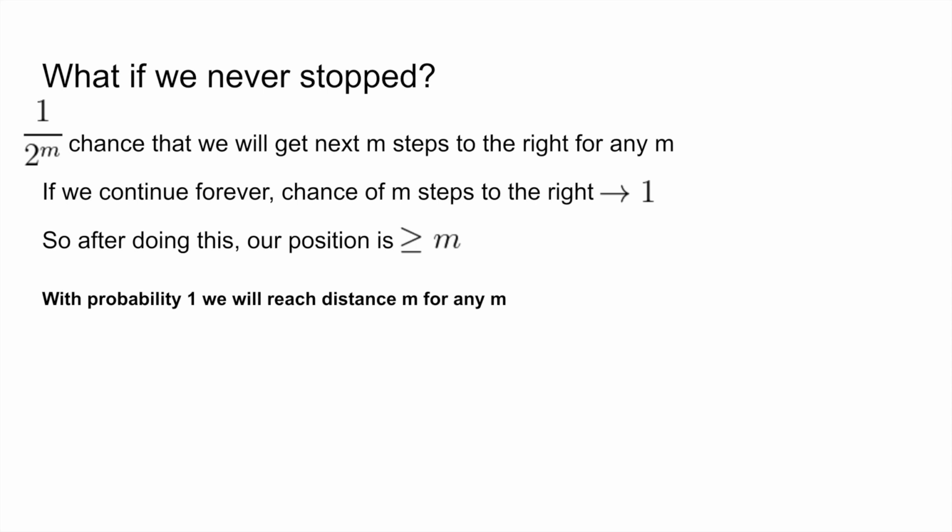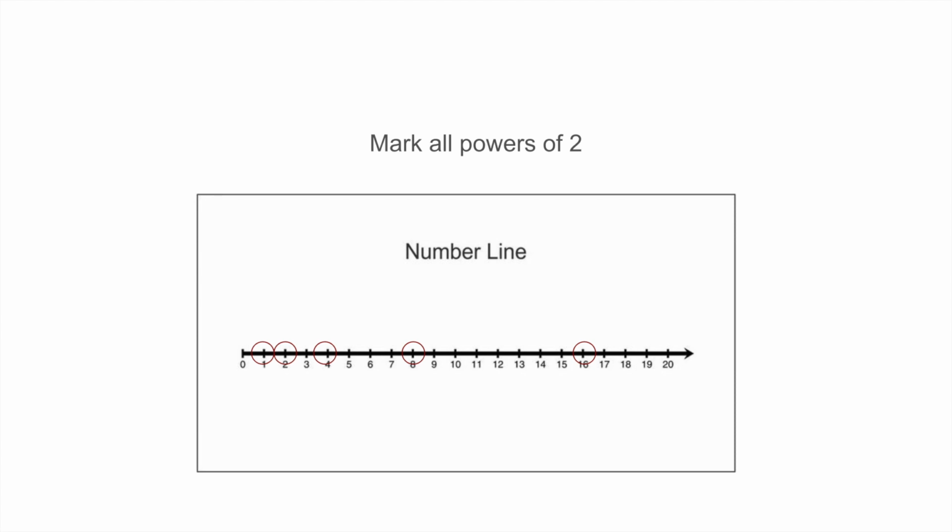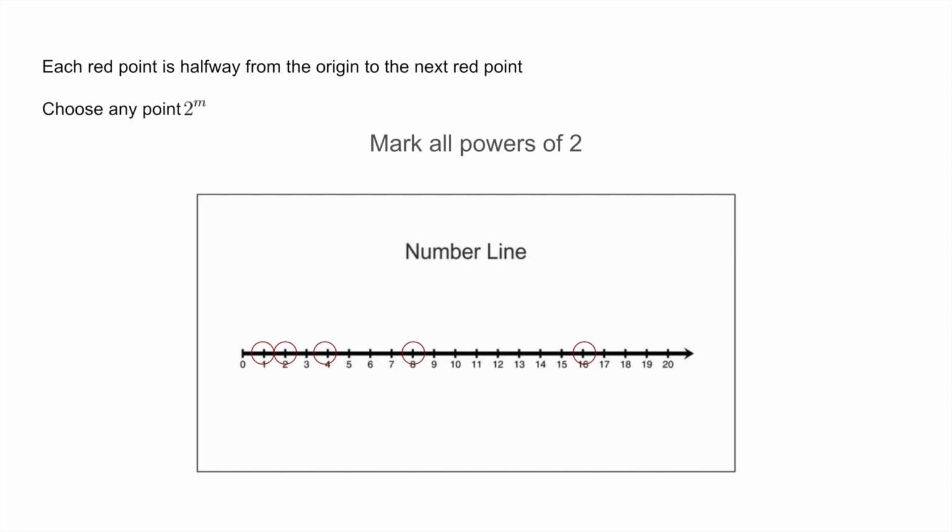Now, let's mark all the powers of 2, which are 1, 2, 4, 8, 16, etc., in red, like this. Note that each red point is exactly halfway between the next red point and the origin. For example, 1 is right between 2 and the origin, 2 is between 4 and the origin, 4 is between 8 and the origin, etc. So, fixing some point 2 to the power of m for some m, by symmetry, any path to the next number is equally likely to take us back to the origin instead.